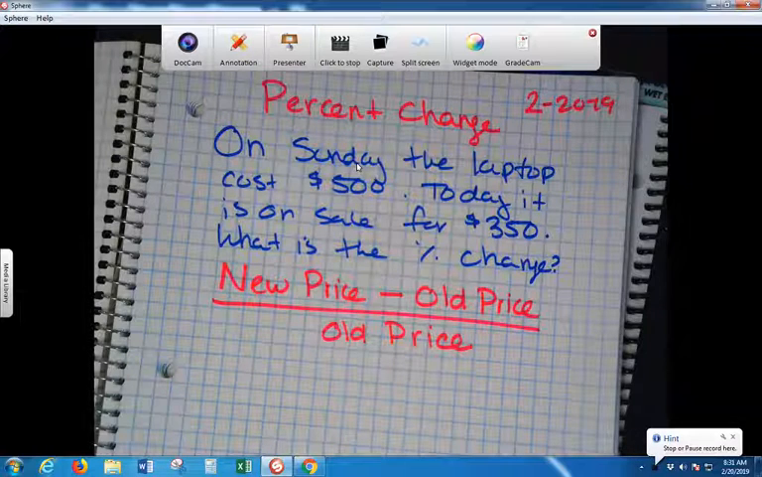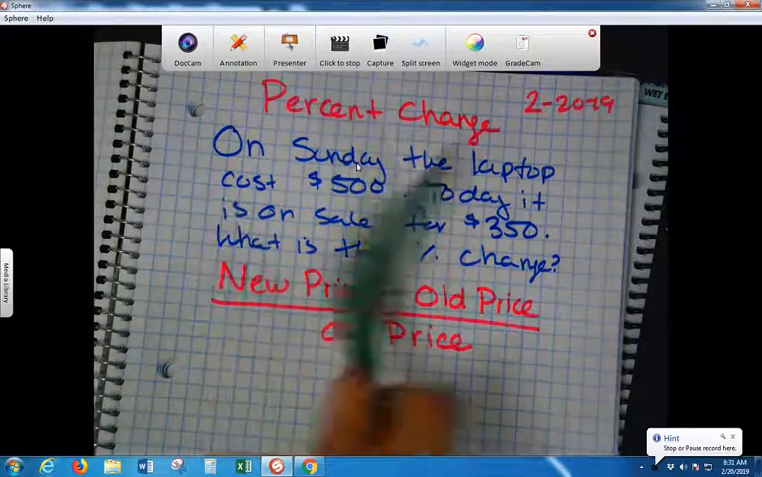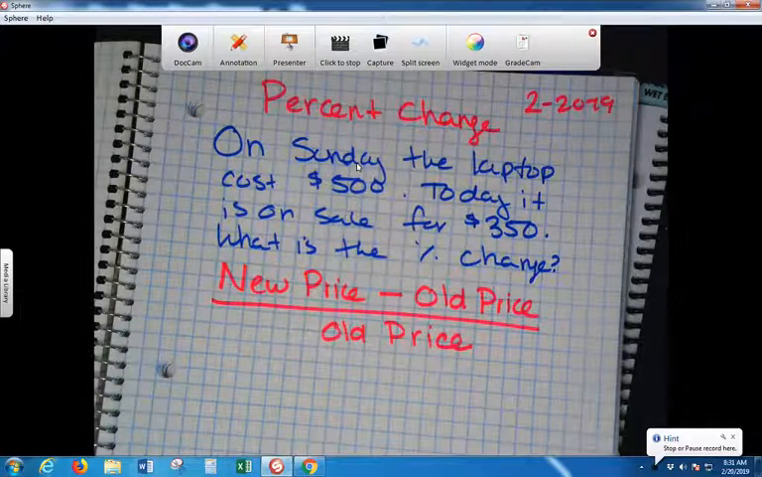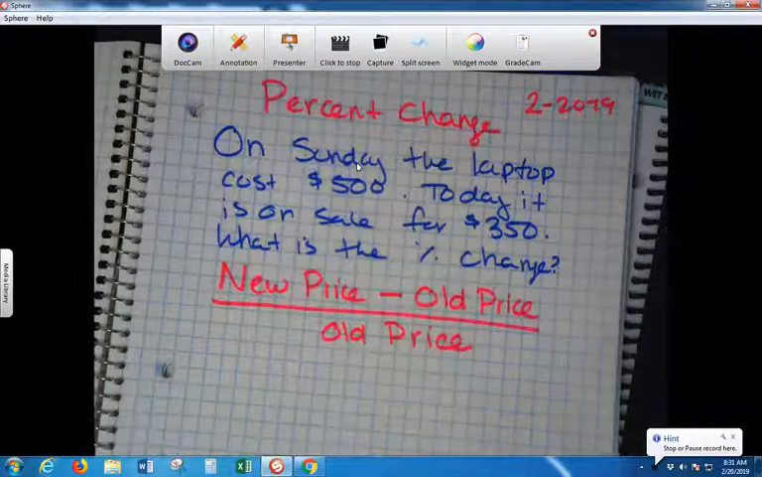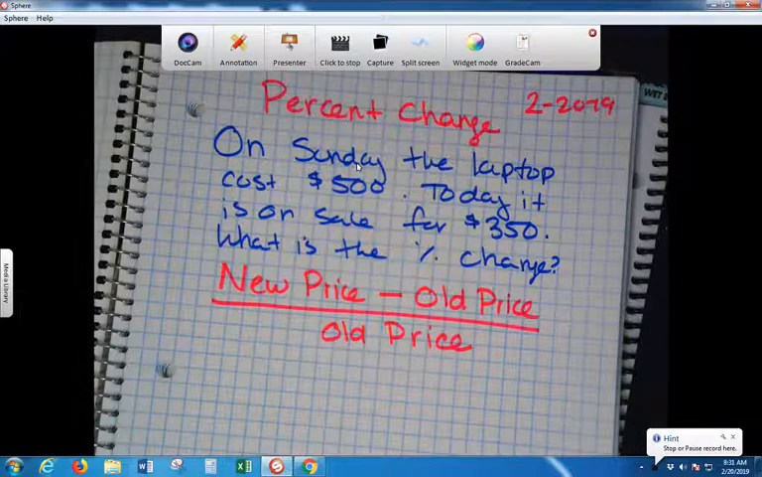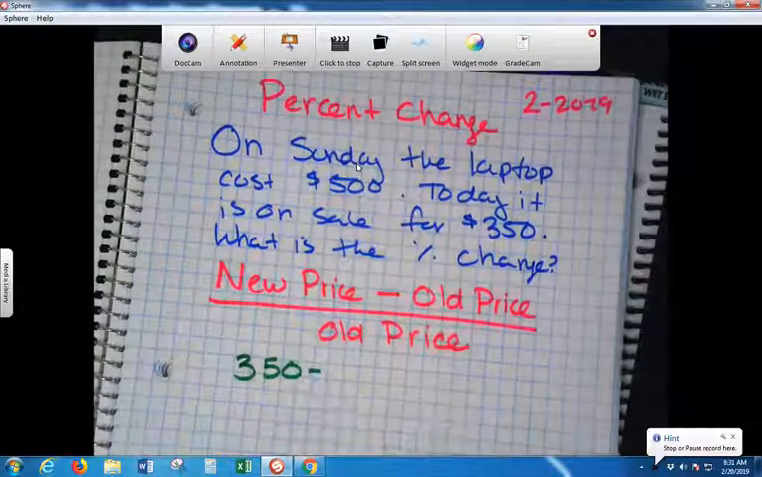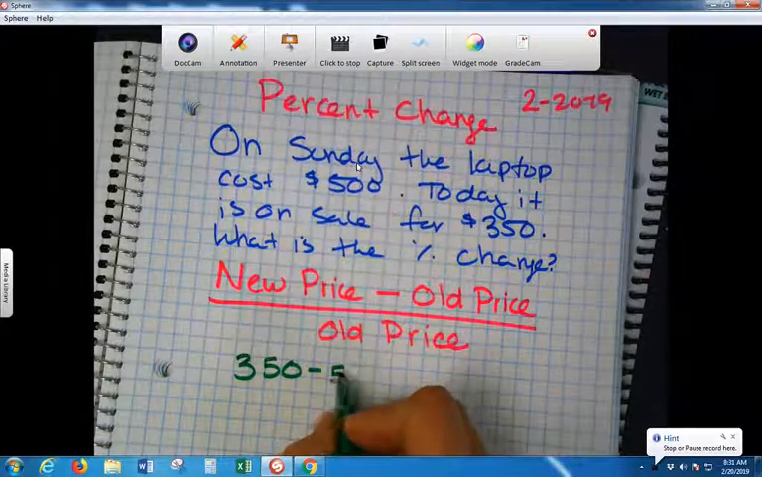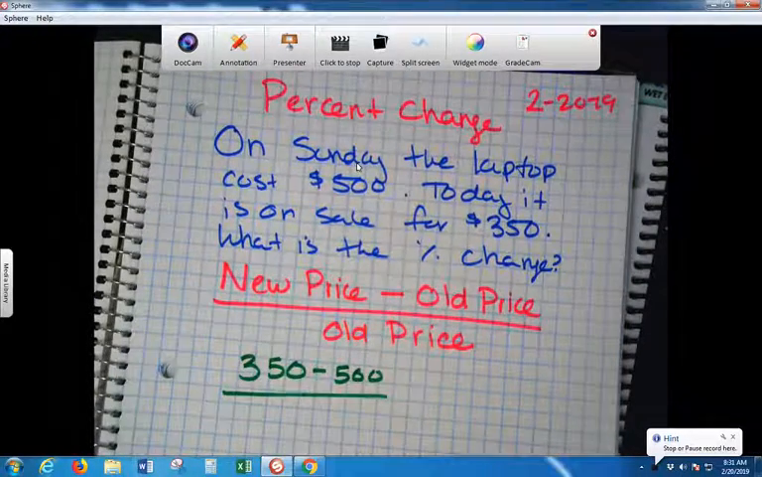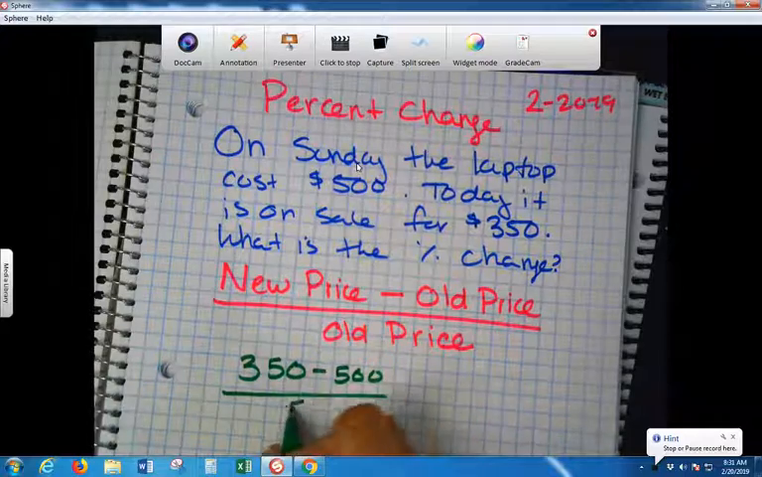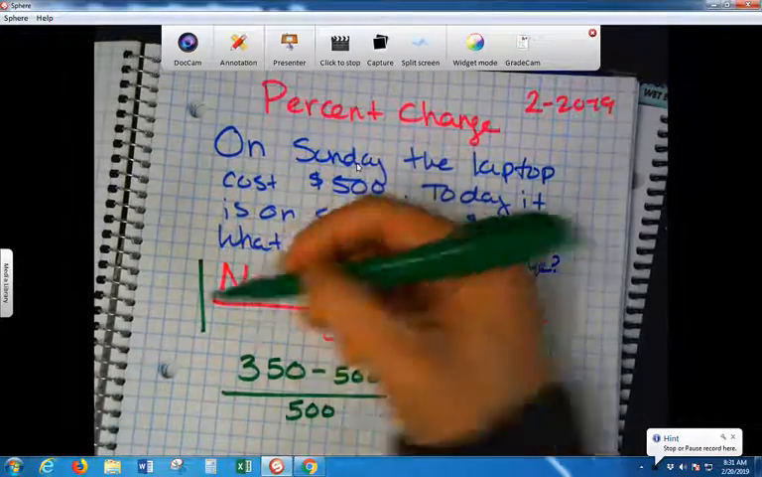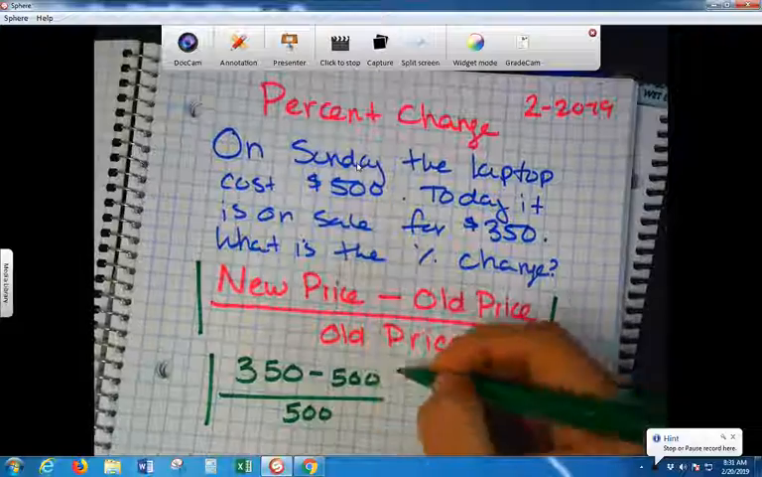And you're going to need some English skills here, like present tense and past tense. This is pretty easy. On Sunday, the laptop cost $500. Today, it is on sale for $350. Okay, what's the new price? $350. Minus, what's the old price? Divided by? Oh, I forgot to put bars. Absolute value bars.